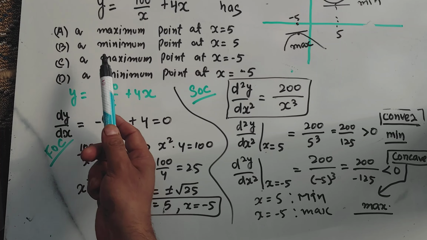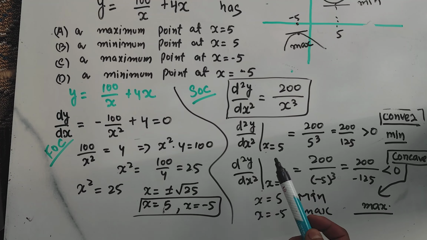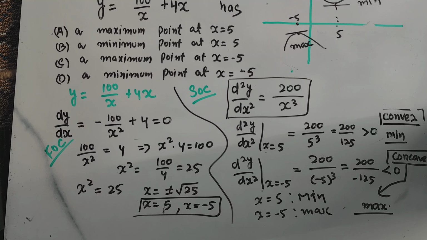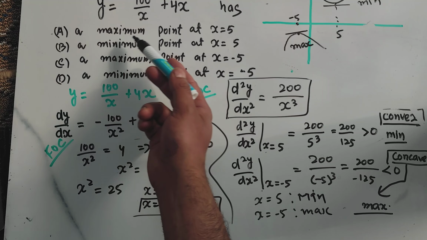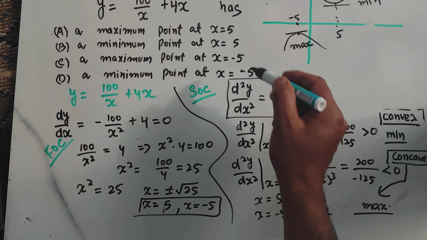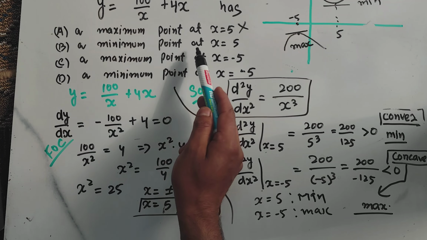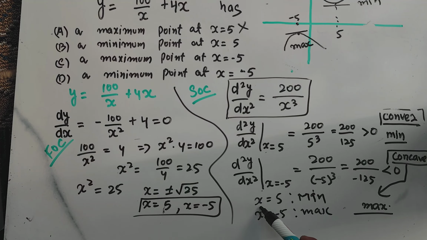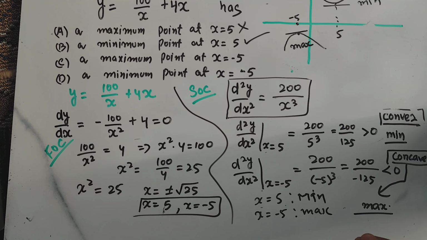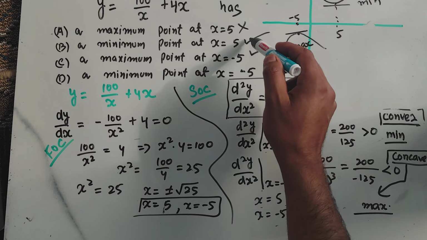So see the options. A minimum point at x is equal to 5, yes, sorry, a maximum point at x is equal to 5, no, maximum occurs at negative 5, so this is incorrect. A minimum point at x is equal to 5, yes, x is equal to 5 we get minimum, this is true. A maximum point at x is equal to negative 5, yes, that is true. Then a minimum point at x is equal to negative 5, no. So these two options should be correct, B and C.